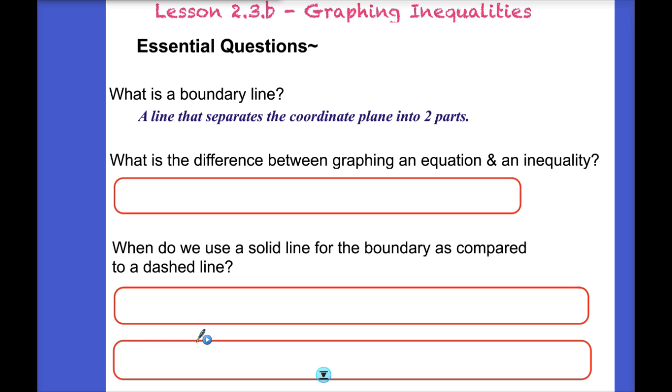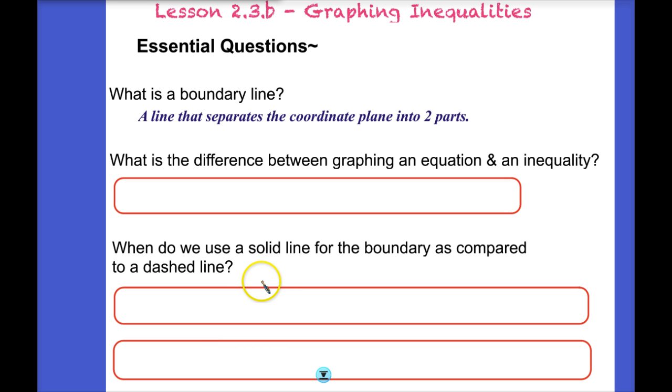Second question is, what is the difference between graphing an equation and an inequality? And I would make sure that you are taking notes right now in your notebook. So if you need to pause this video and go ahead and write some of these down, because you'll need to know these for the practice that follows.